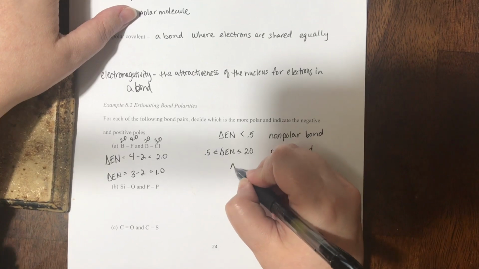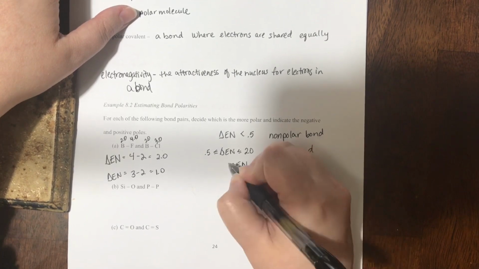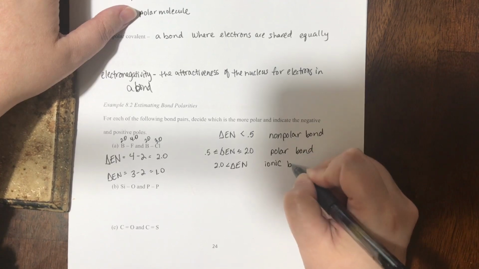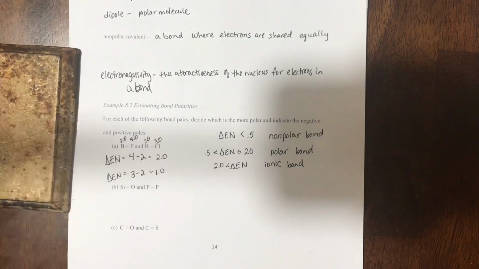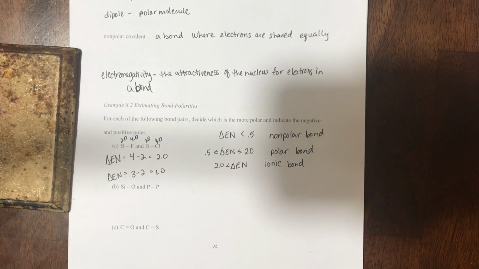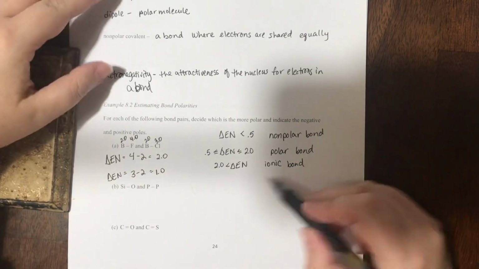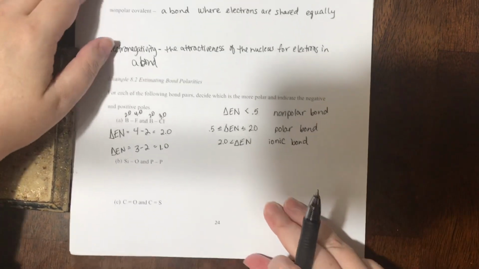So they're more attracted to one atom than the other. If delta EN is greater than 2, that's when you end up getting the ionic bonds. You end up getting transfer because the one is not pulling hard enough to keep the electron, so the other one just takes it. Okay, but we're going to focus mostly on nonpolar and polar bonds right now and ignore the ionic compounds for now.